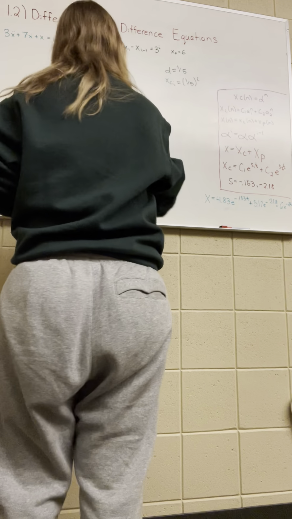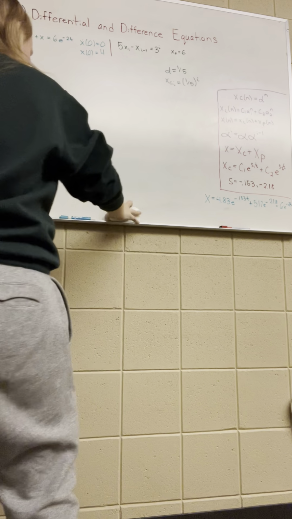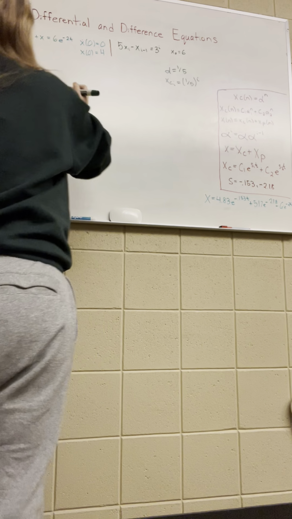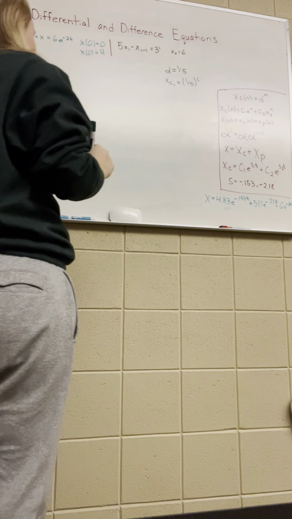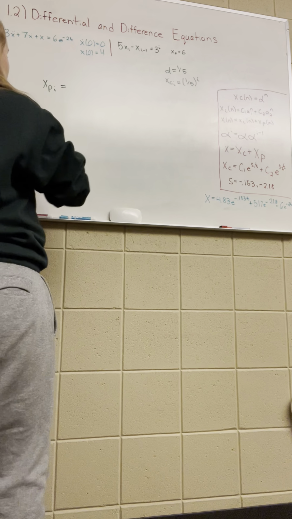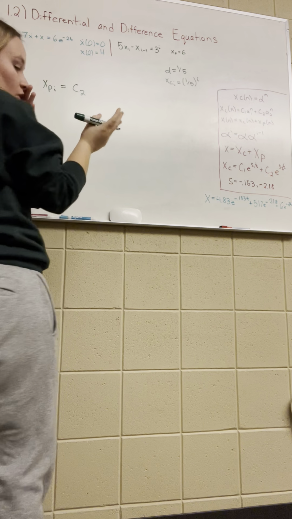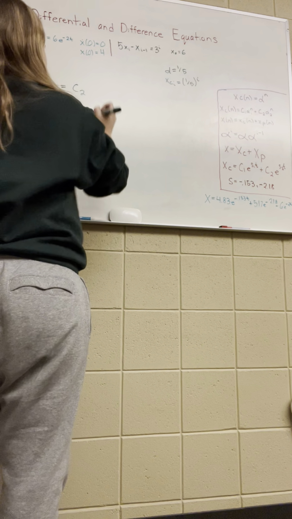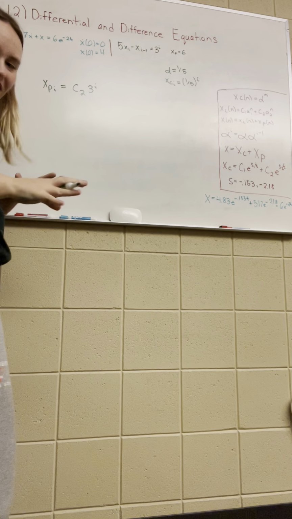I'll erase this. And now we move on to x_p of i. And this will actually equal our c2, which is one of the variables we're trying to find, times this 3 to the i.